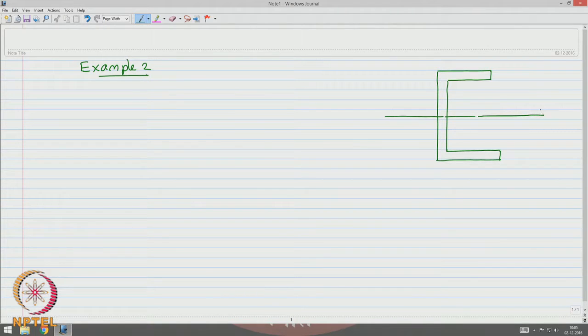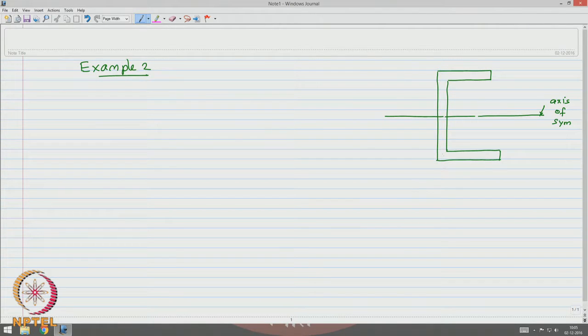Now, we will take up the second example problem, where the section now is a channel which has one axis of symmetry, as marked now. So, I can say this is the axis of symmetry.